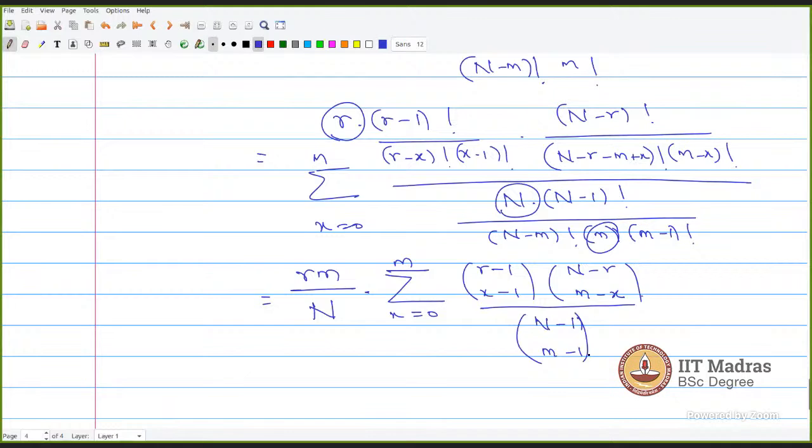Okay, if you observe deeply, this is a hypergeometric probability. This is nothing but the probability that x takes x minus 1.